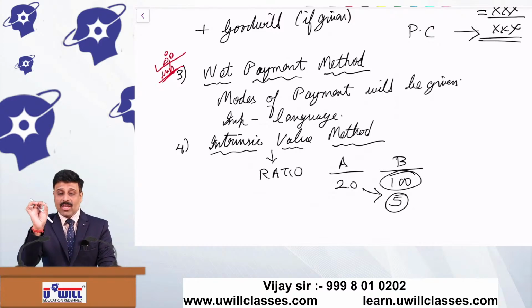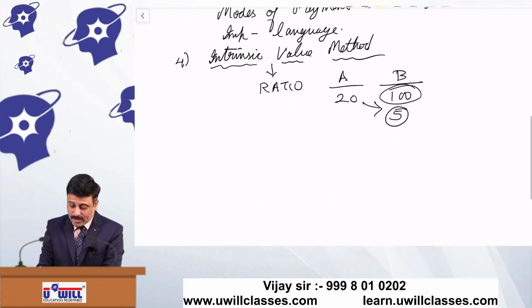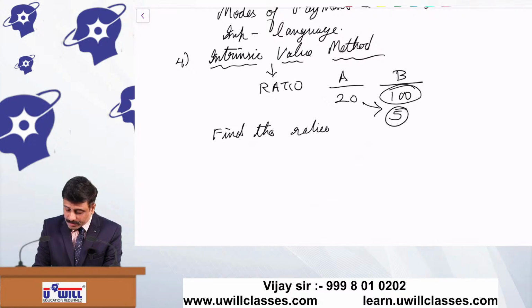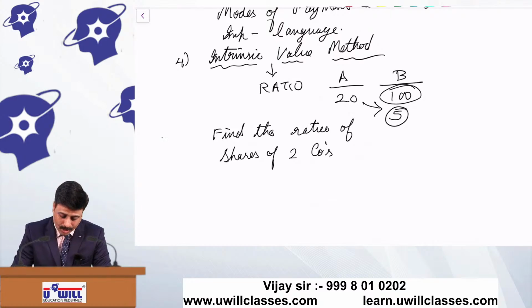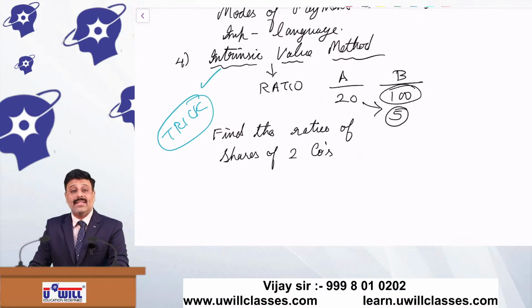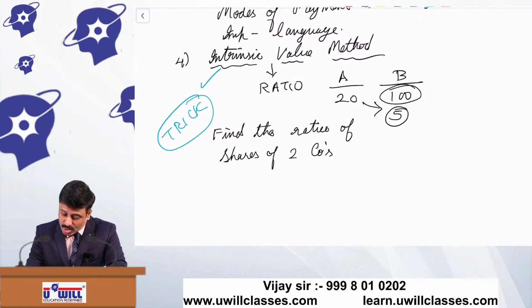Okay. Now here I'll be giving you one very easy trick. In intrinsic value, I'll be giving you one very easy trick. What you do is find the ratio of shares of 2 companies. This is a very easy trick, all of you mind well. Nowhere else will you find this particular trick. Find the ratio of shares of 2 companies and then what you do is reverse it.